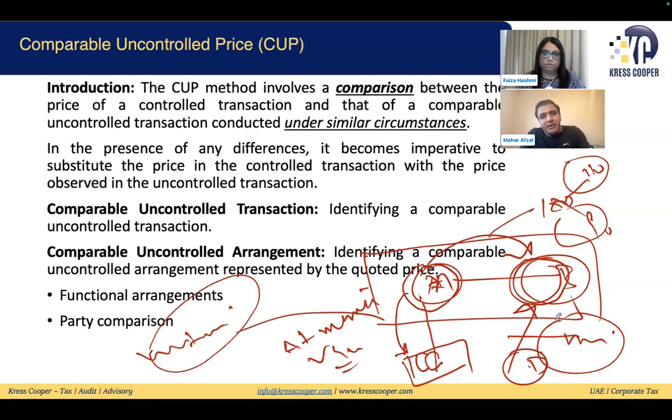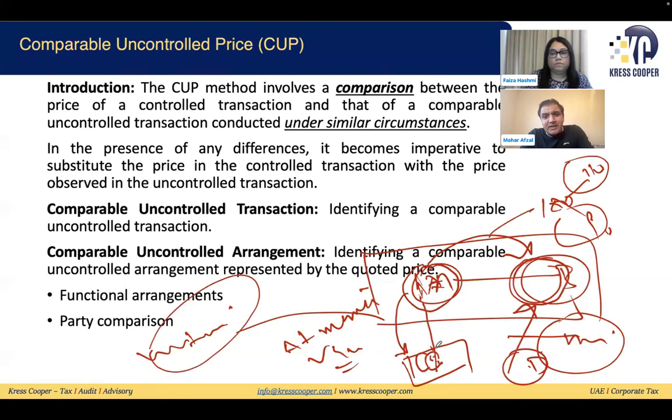So if we are comparing the price of a controlled transaction with the price of an uncontrolled transaction under similar circumstances, this is called the comparable uncontrolled price method of transfer pricing. In simple words, whatever price A is charging to C, principally A would have charged the same price to B as well, because between A and C this is an uncontrolled transaction. The price will be at the market value.